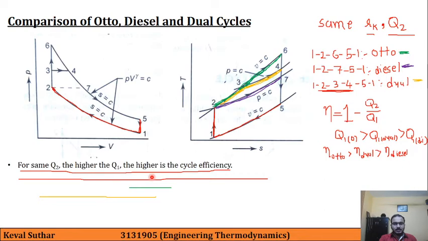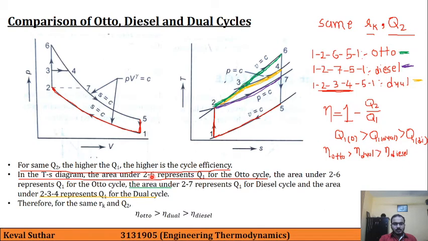The next theory was comparison of Otto, diesel and dual cycle. Our first comparison is such that the compression ratio remains the same, that is, if you see carefully, process 1 to 2 is common for all three cycles here, and heat rejection Q2 is also the same here. So the remaining things change.